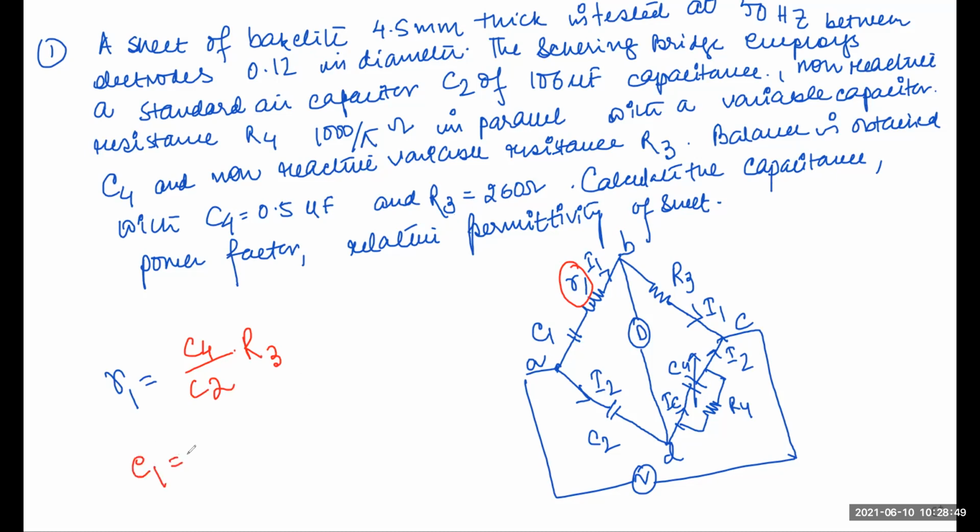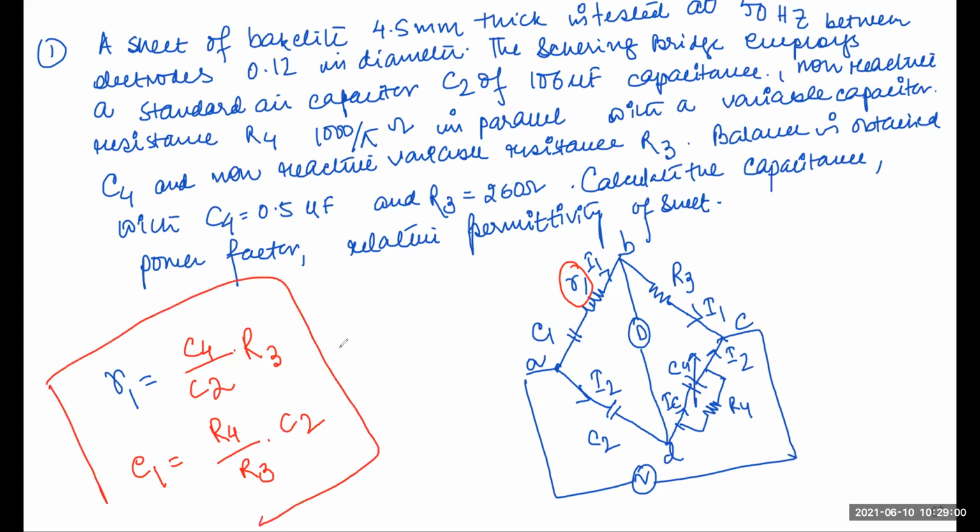Again, for C1, you have to write a formula. What can I write for C1? It will be R4 by R3 multiplied by C2. In my next class, you will tell me how I can write like this from the Schering bridge. So these two formulas are important. You know the other values. You will tell me the answer of R1 and C1.